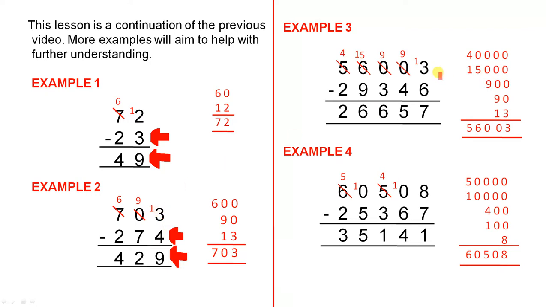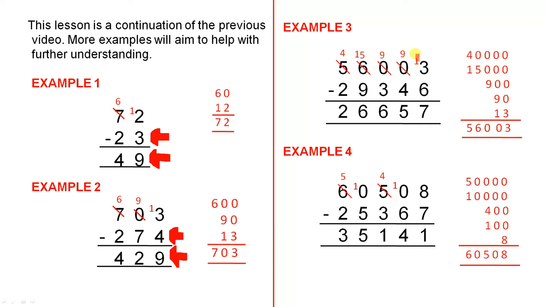Example 3, exactly the same thing. You do your trading. When you cross off the zeros and make them 9s, keep going. And then when you have the last 0, when you cross it off and make it a 9, go to the next column, cross that off and make that one less because you've traded all along here.